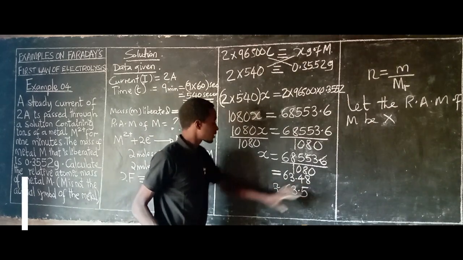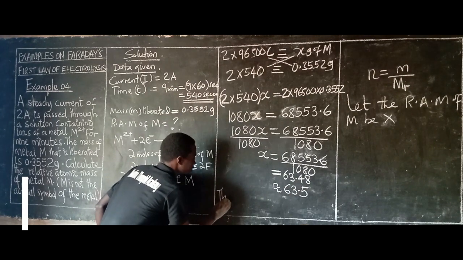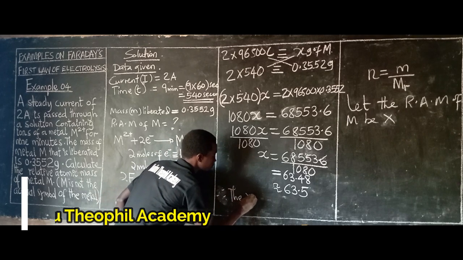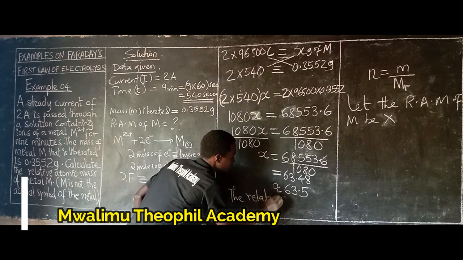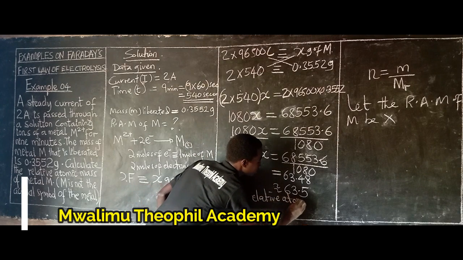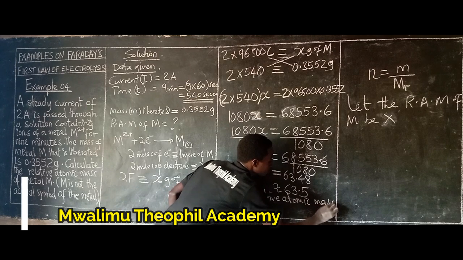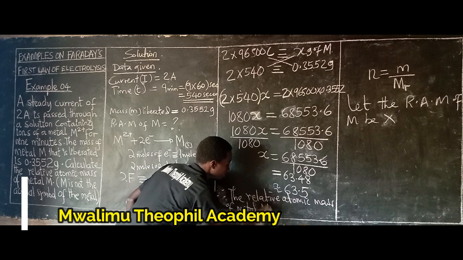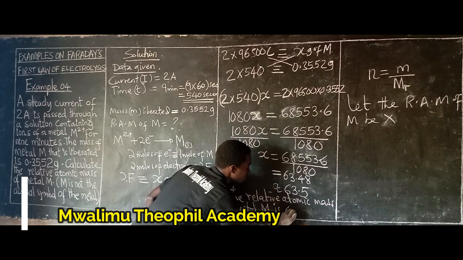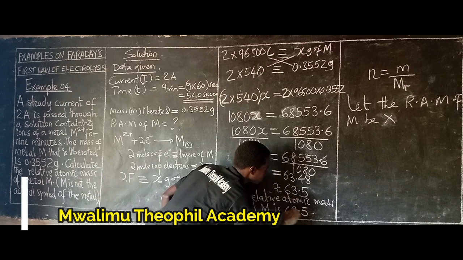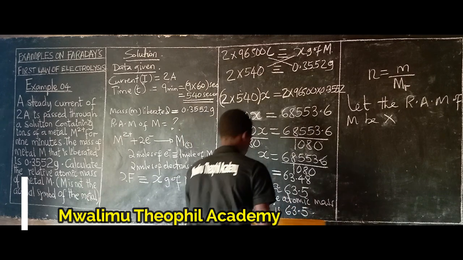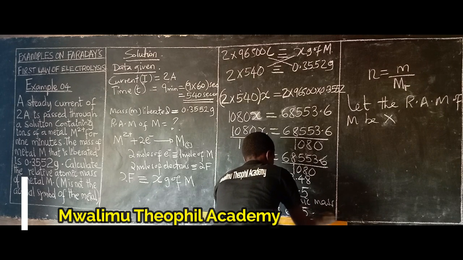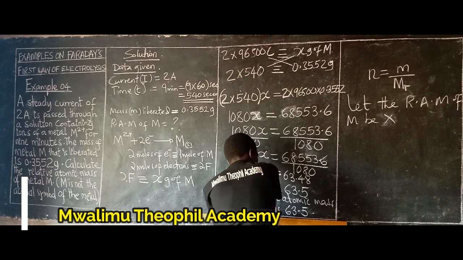So according to this result, the relative atomic mass of metal M is 63.5. And this is the solution for example 4.